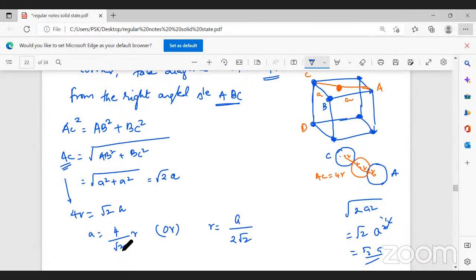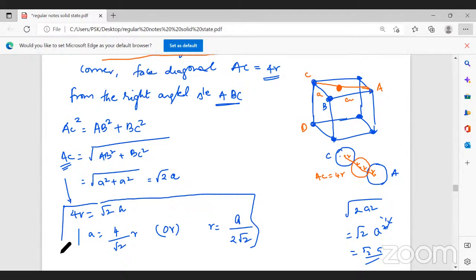R is equal to A by 2 root 2. These three relationships you should know, because they can ask you problems based on them. These are the three relationships between the radius and the edge length of the lattice: 4R is equal to root 2 A, or A is equal to 4 by root 2 R, or we can write R is equal to A by 2 root 2. Students, is it clear? Yes, sir.